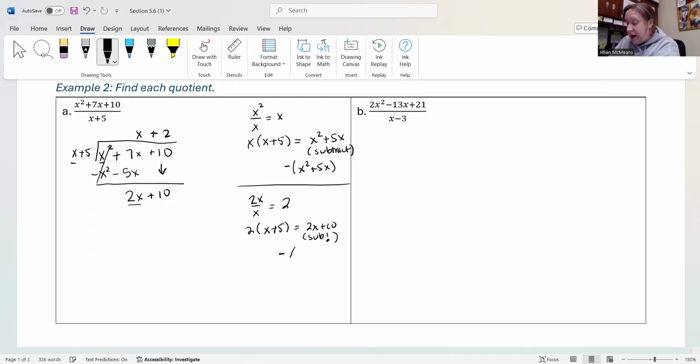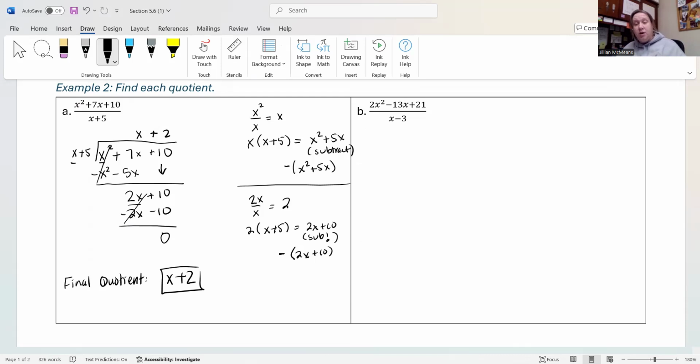So in order to subtract it, I basically just distribute a -1. And that makes it -2x minus 10. I combine like terms. Well, 2x minus 2x is 0. 10 minus 10 is 0. I get a 0 remainder. That tells me I'm done. And my final quotient is x plus 2.